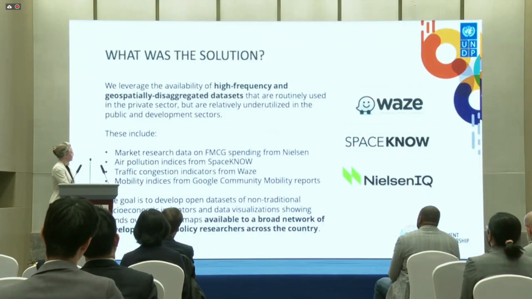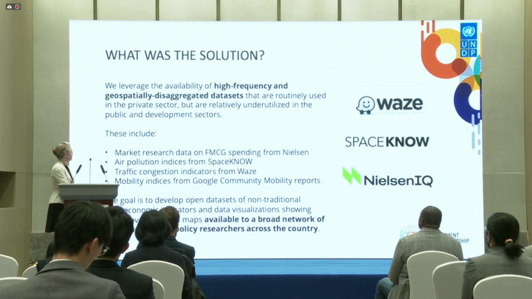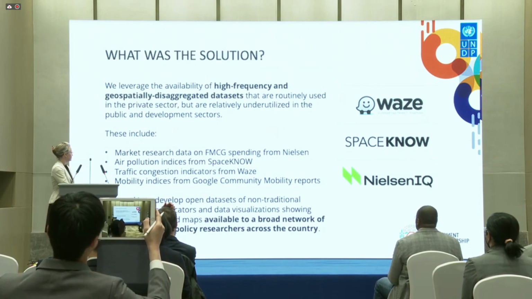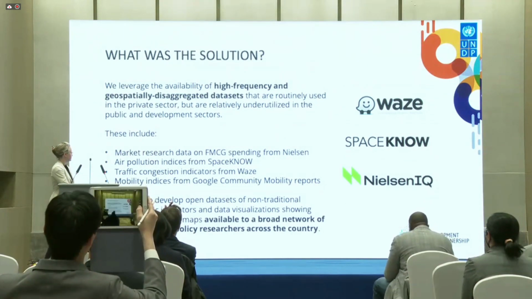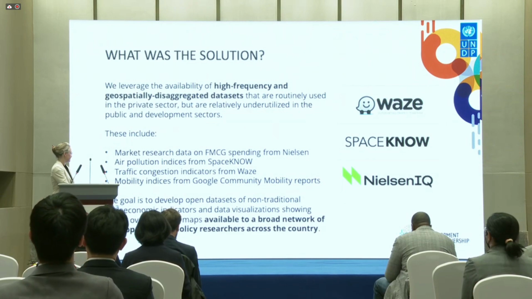In the next slide, the solution we were looking at when we started was really thinking about leveraging the availability of high frequency and geospatially disaggregated data sets. And some of the data sets we were thinking of exploring include market research data on fast moving consumer goods from Nielsen, air pollution indices from Space, traffic congestion indicators from Waze, and mobility indices from Google Community Mobility Reports.